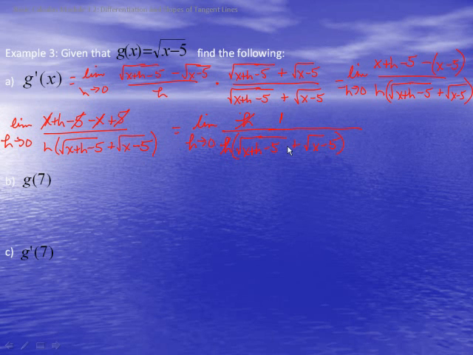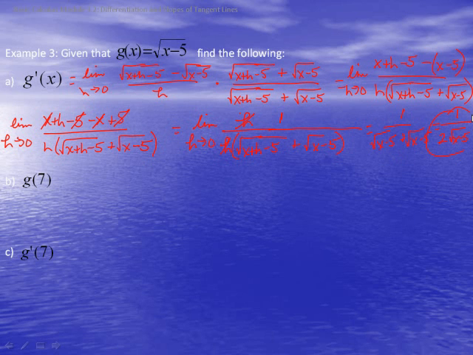Well, if I let h equal 0, that means that that's going to give you an x minus 5. And so you're going to end up with 1 over the square root of x minus 5 plus the square root of x minus 5. And so there's two of them, right? So that would be equal to 1 over 2 times the square root of x minus 5. And that is the derivative.